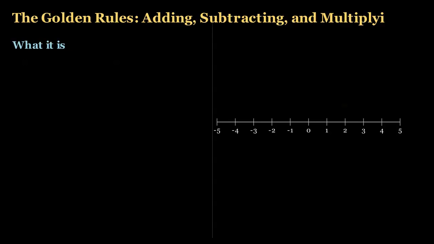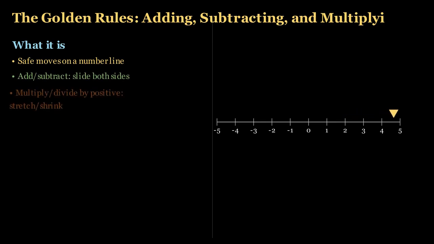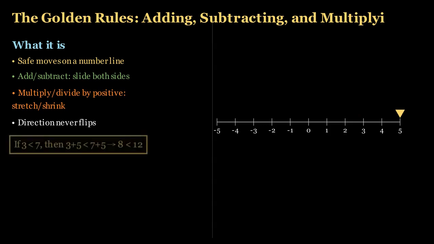You already know an inequality tells you which of two numbers is bigger, like a balance scale tipping one way. The golden rules are the moves you can do to both sides of an inequality that keep the tipping direction exactly the same. Think of the numbers sitting on a number line. Adding or subtracting the same amount just slides both numbers left or right together. The one that was ahead stays ahead.